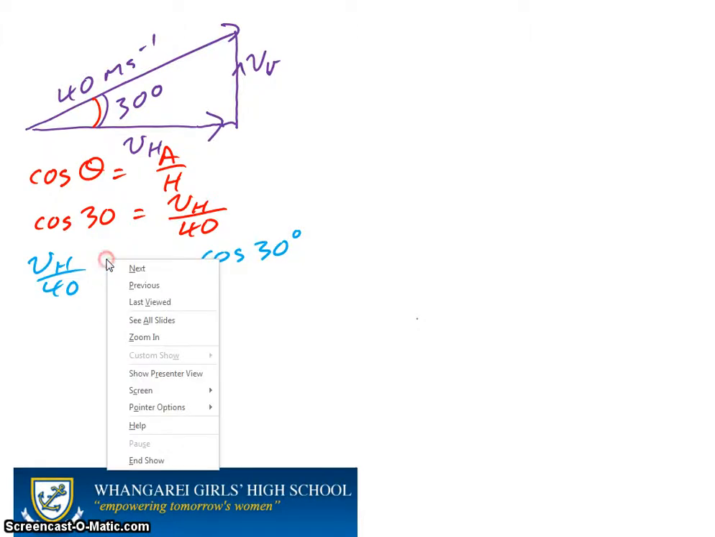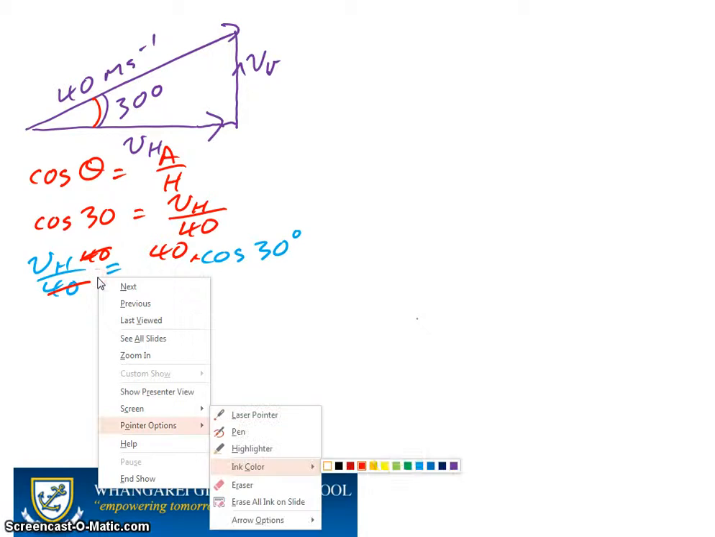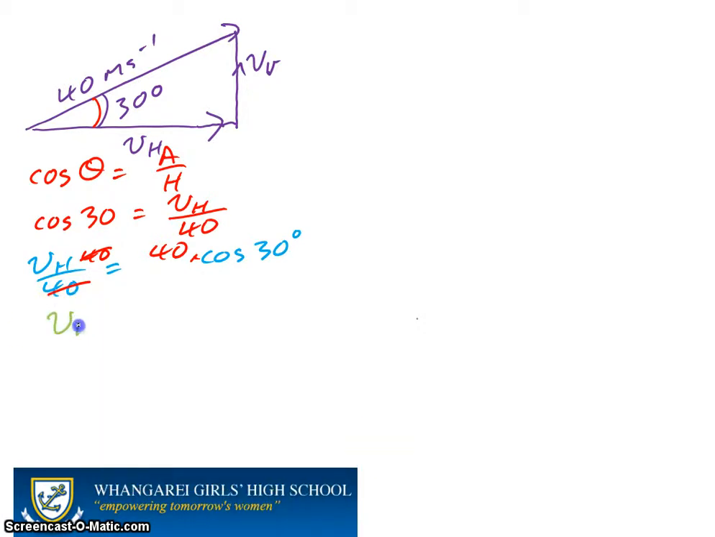Well, we can move along now. To undo the clutter, we want the horizontal velocity by itself. That's a bit of trigonometry, a bit of algebra. So I'm going to multiply both sides by 40. Well, that divided by 40 times 40 cancels, and we just have the horizontal velocity all by itself, which is what we want, which is equal to 40 times the cosine of 30.